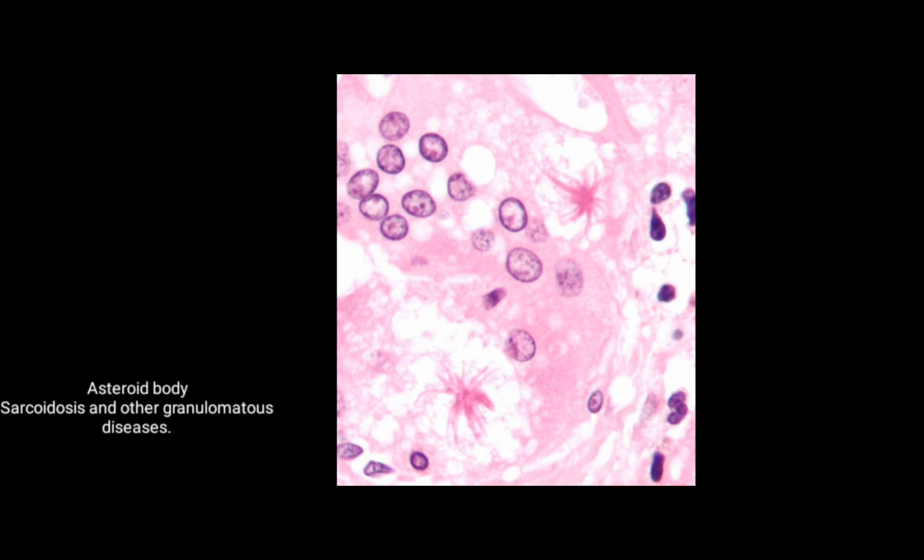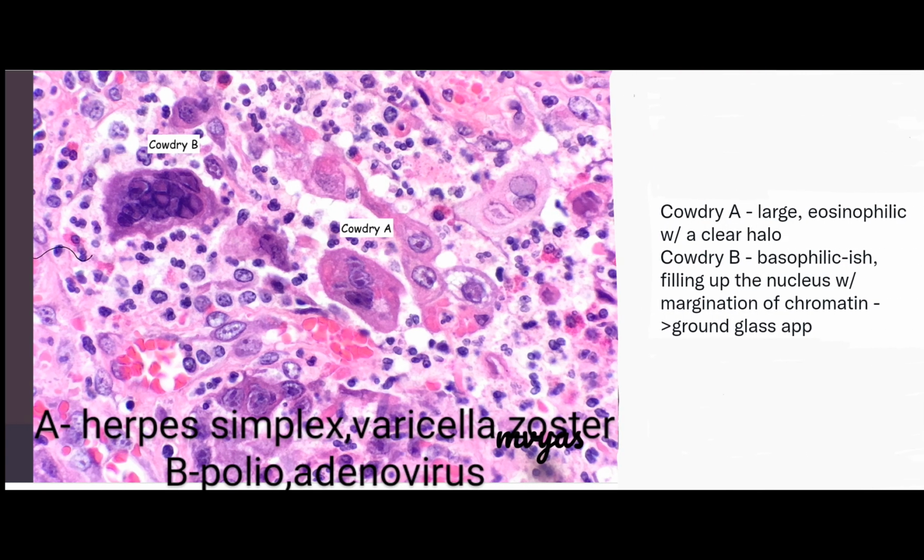Then this is another image, asteroid body. Asteroid body is also found in sarcoidosis. In sarcoidosis and other granulomatous diseases, we have the asteroid bodies.